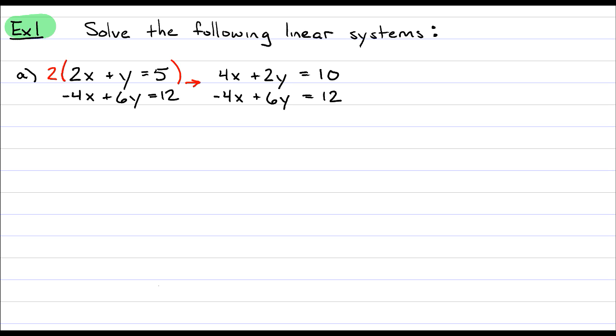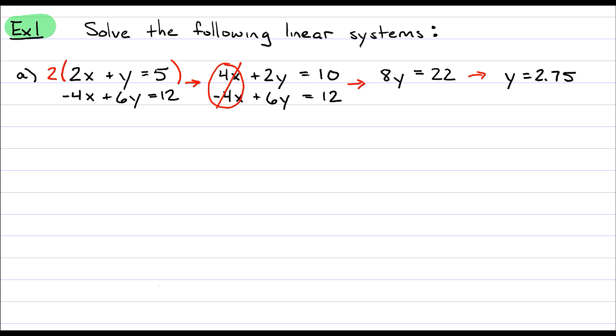Now the reason why I chose to multiply the first equation by 2 is right here. I ended up with 4x in the first equation, but minus 4x in the second equation. So now when I add these two equations together, these 4x's are going to cancel out, and I'm going to be left with an equation only involving y. I have a 2y and a 6y, so that's 8y, equals 10 plus 12, which is 22. Then I divide both sides by 8, and I believe that gives me y equals 2.75, or 2 3/4.